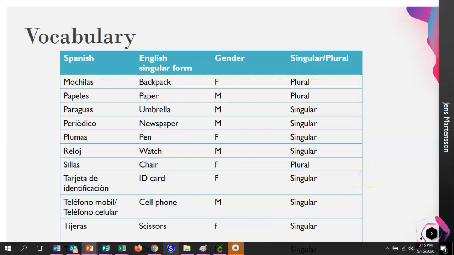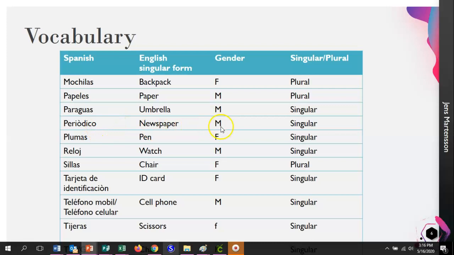So I've got a vocabulary here that you'll need to remember, and we're going to go through this together. We've got mochilas, which is translated as backpack, which is feminine, because it would be las mochilas. This is plural. Papeles, paper, masculine, plural. Papel by itself is singular, so if we add ES, that makes it plural. Paraguas is actually singular. Paraguas, umbrella, masculine. This is one of those words where even though it ends in S, it doesn't mean it's plural. You'll just have to remember this particular one.